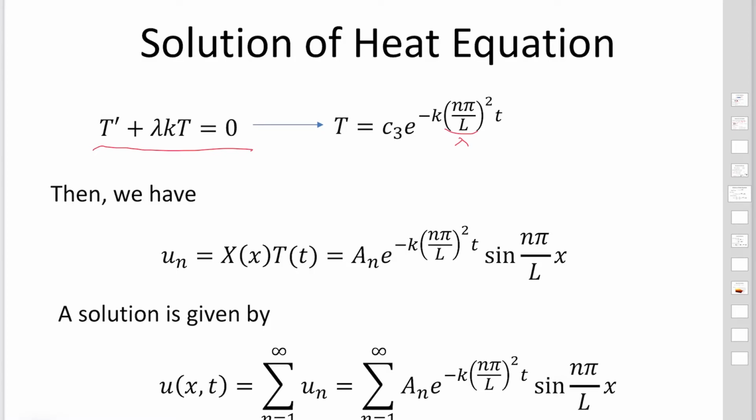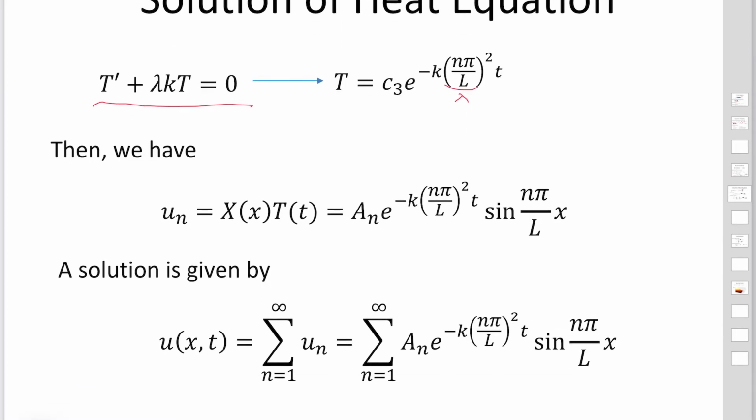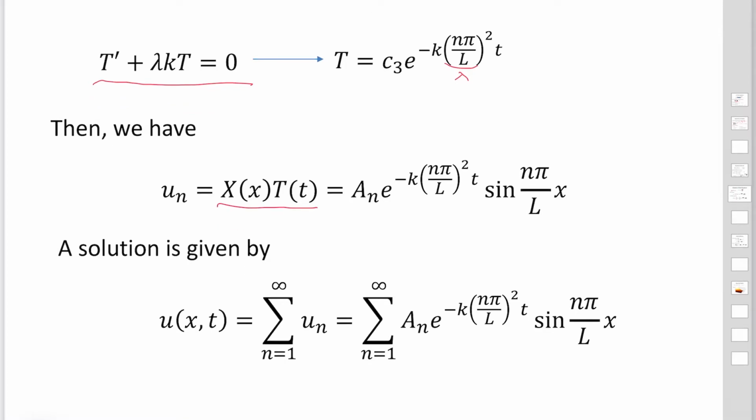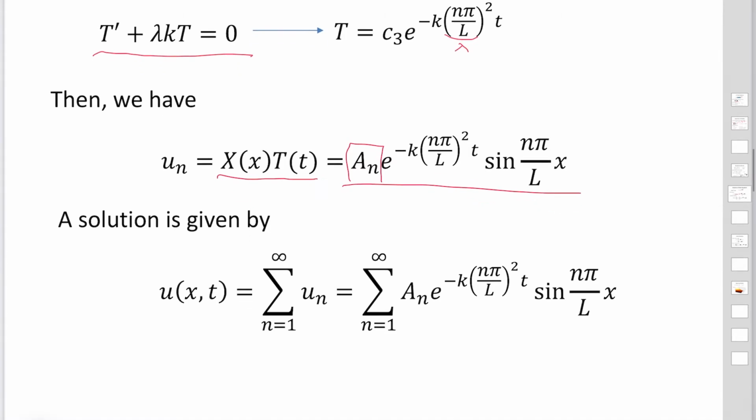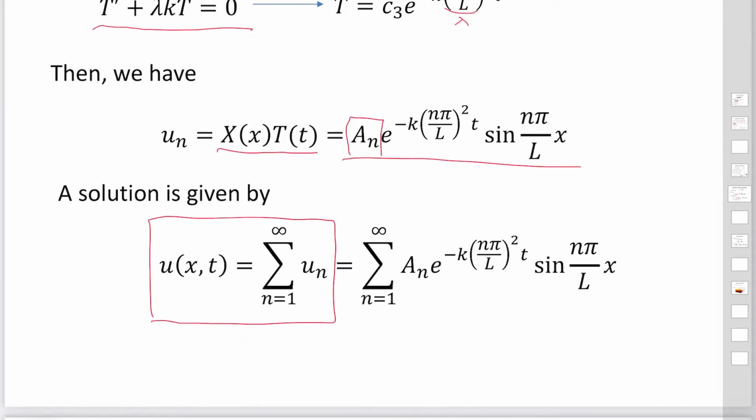Then you can substitute back into the expression for u. u is the product of capital X and capital T, expressed by this equation. As the constant coefficient, we choose a sub n. The general solution is given by summing over all values of n, where n could be 1, 2, 3, integers. So we can express the general solution by summing all the possible solutions. By substituting this, we have this expression.